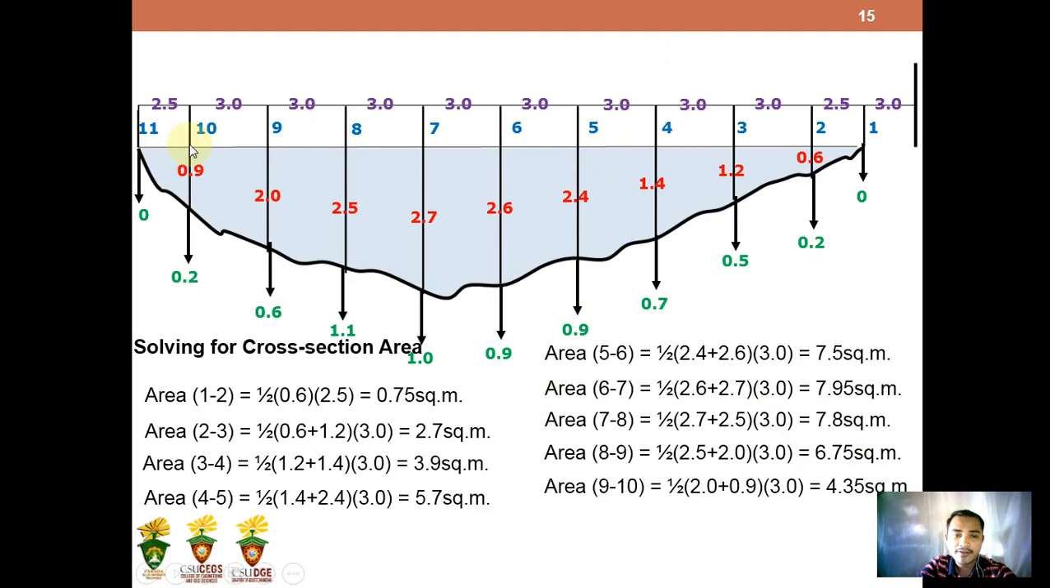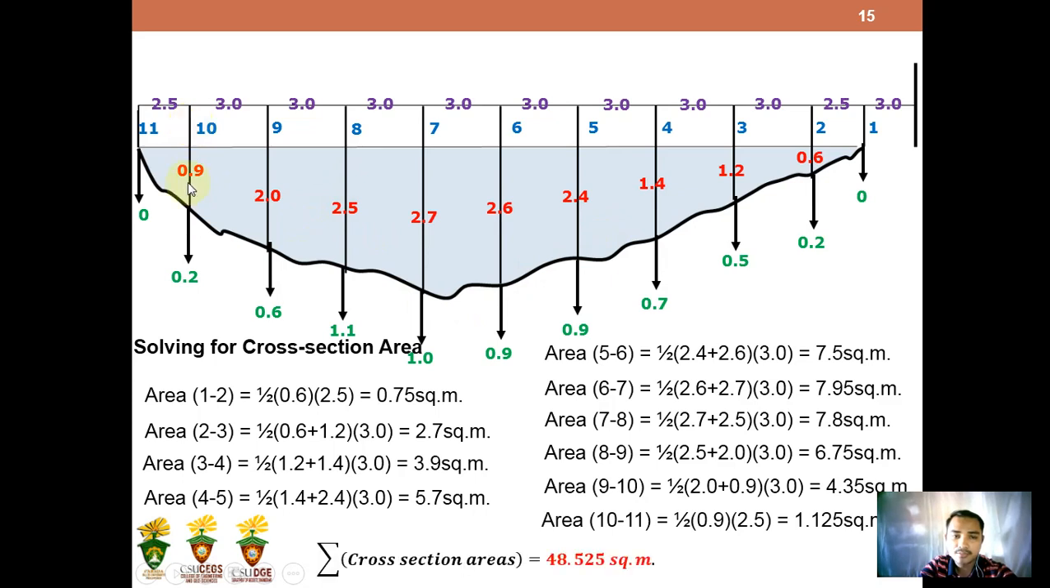And for the area of the verticals between 9 to 10, same formula, 1/2 times 2.0 plus 0.9 times 3.0. That results to 4.35 square meters. And lastly, we have the area of the verticals 10 to 11. Since this is a triangle, we're going to use the formula for triangle. 1/2 times 0.9 times 2.5, that results into 1.125 square meter.